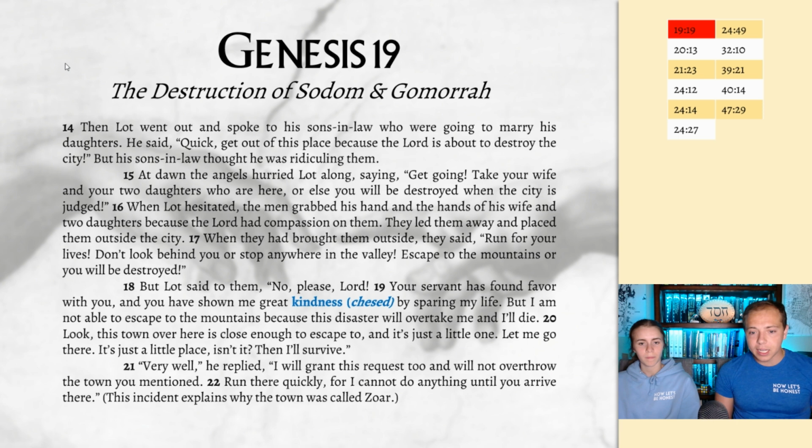And so finally, it leads to this moment where we're going to start walking through these verses. Lot went out and spoke to his sons-in-law who were going to marry his daughters. He said, quick, get out of this place, because the Lord is about to destroy the city.